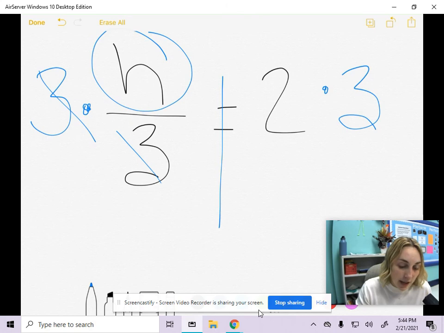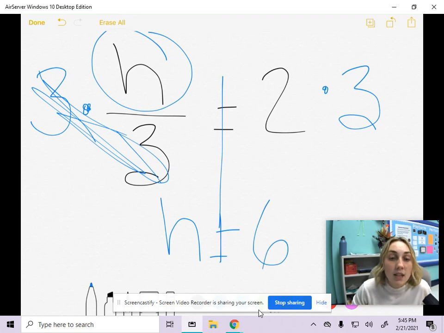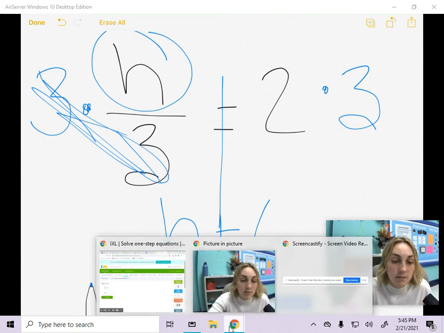So these cancel out, h divided by 3 times 3, these get rid of each other, and what I have left over is h. And then I have 2 times 3, which would give me 6. So h is equal to 6.